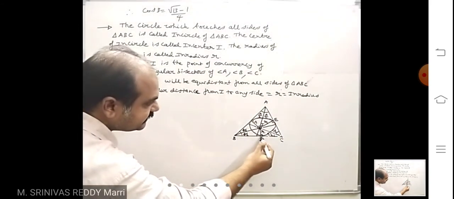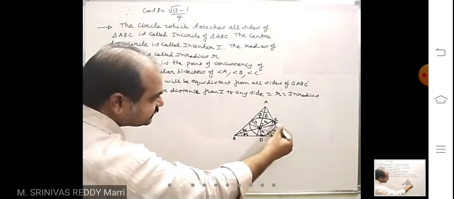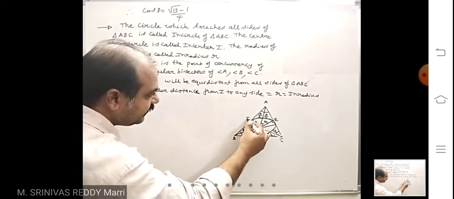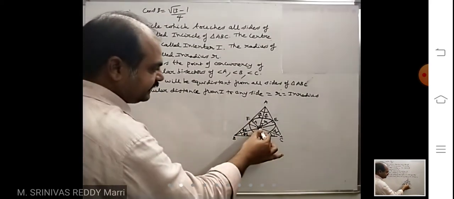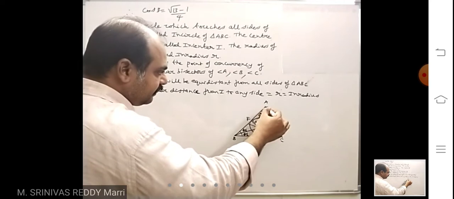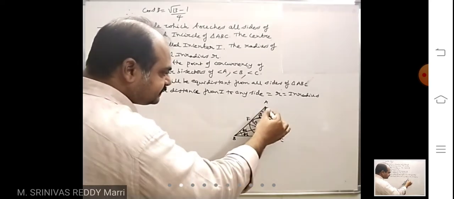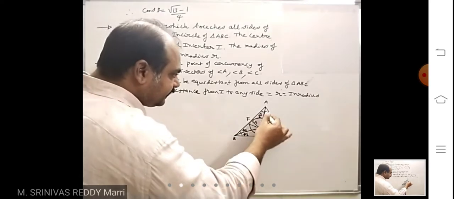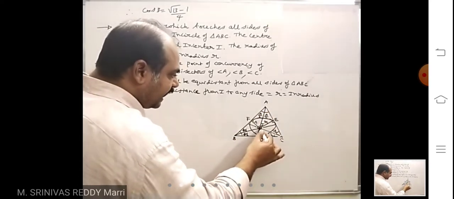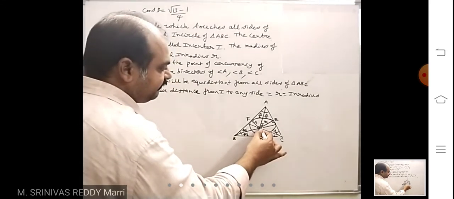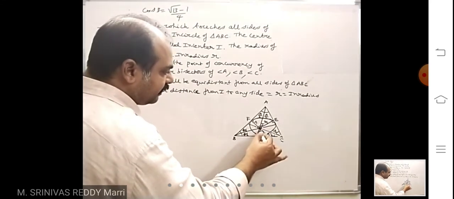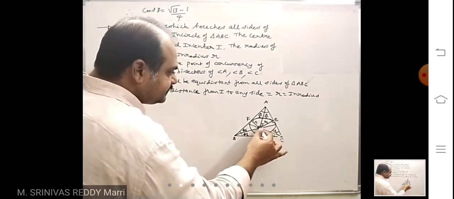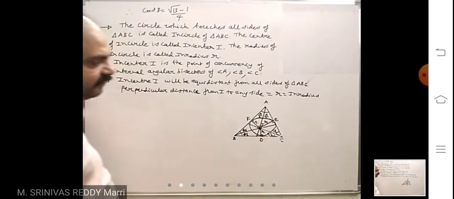This circle is touching this side at D, this side at E, and this side at F. So this is called the incenter. Incenter is nothing but the point of concurrency of the angular bisectors. This is one angular bisector, this is another, and this is another. That is I. From I, if we drop a perpendicular on the sides, this is ID, this is IE, this is IF. All these distances will be equal.